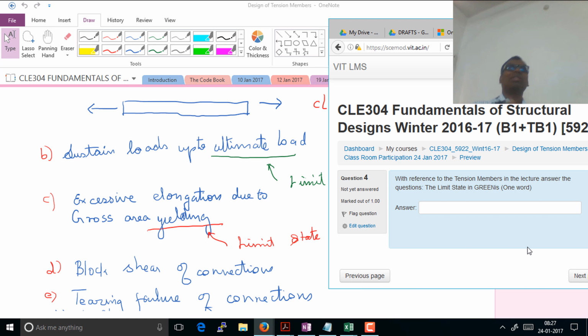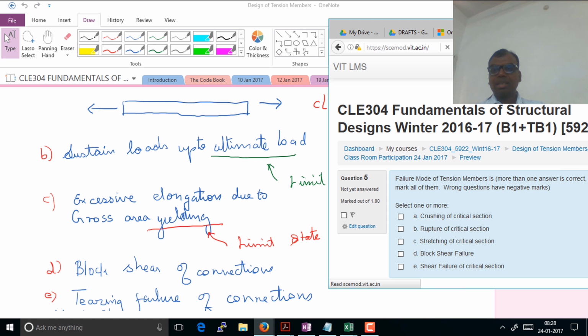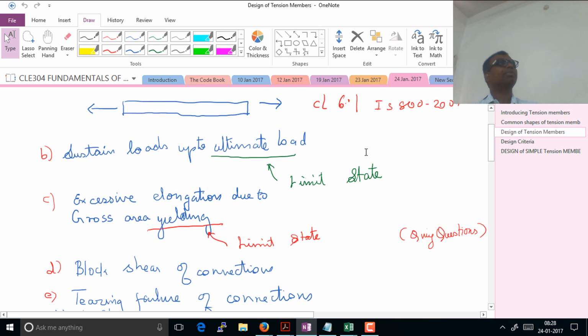This is done also in your concrete design. In limit state design of concrete also you have got this. So just find out what is that one word which is used to define this green color limit state and one word which defines the red color limit state. So just identify those two.